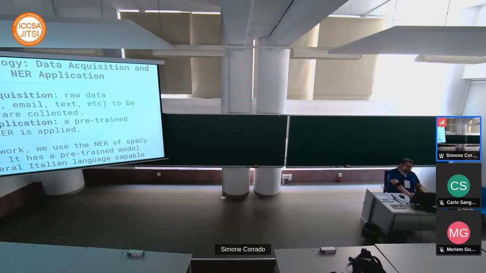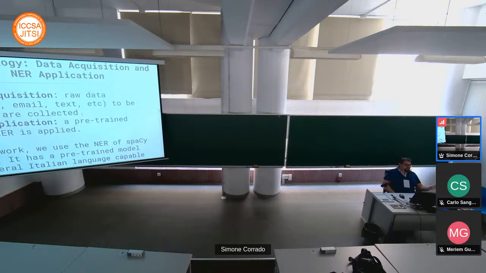Data acquisition is the step in which you get all your data from all your documents. So you have raw data from documents, emails, text, etc. Everything you need to collect and elaborate. The next step is narrow application, in which we effectively use standard NLP. We apply NER in this case.